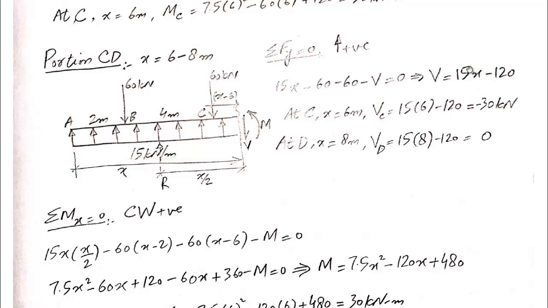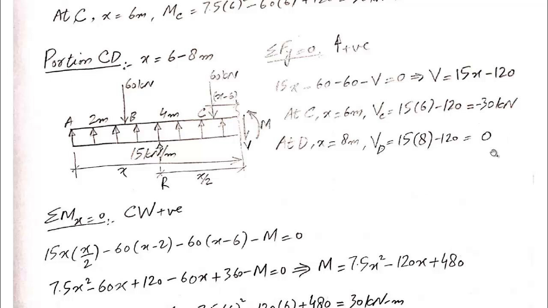X is present in this equation, meaning that we will have to calculate the shear force for point C and point D separately. So in this equation for point C, if we put X equal to 6 meter, we get VC equal to minus 30 kilonewton. And at point D, X is equal to 8 meter. So if in the equation of shear we put X equal to 8 meter, we get VD equal to 0.